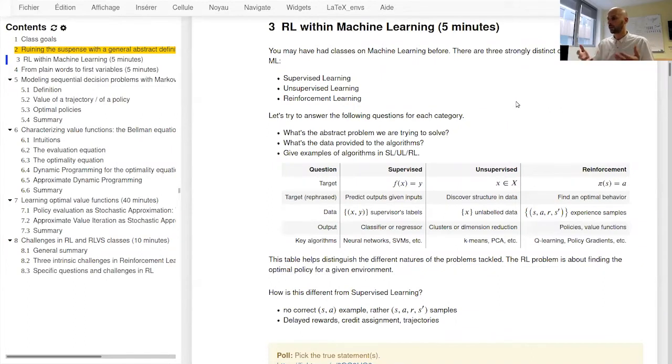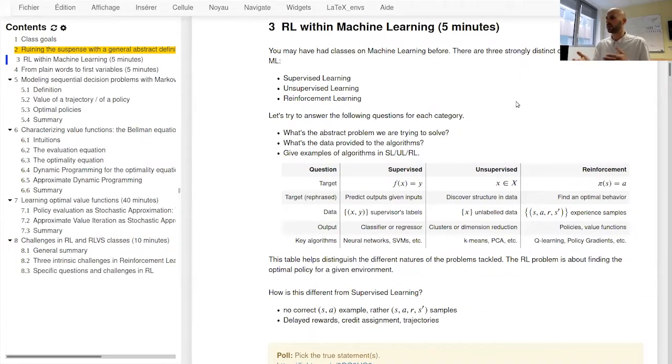And common algorithms for this, you probably know them already. Nowadays, we would talk about neural networks and deep learning. In the past, we probably would have been talking about support vector machines or random forests, for instance. So this is the realm of supervised learning, where we actually try to learn a function given representative examples, (x, y)s, of this function.